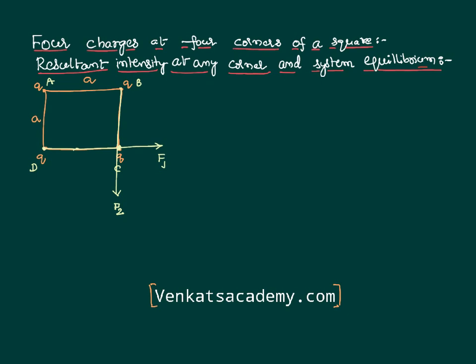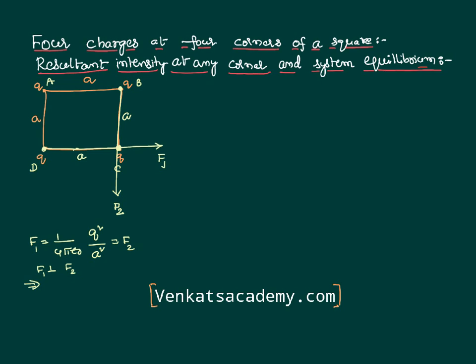Now I would like to calculate the magnitude of this F1. We can write, as per Coulomb's inverse square law, 1 by 4 pi epsilon naught, q times q, q square, by the side a square. It is very clear that the magnitude of F2 is also the same because the charges are the same and the distances are the same. But if you notice, they are not in the same direction, rather they are perpendicular to each other. F1 is perpendicular to F2.